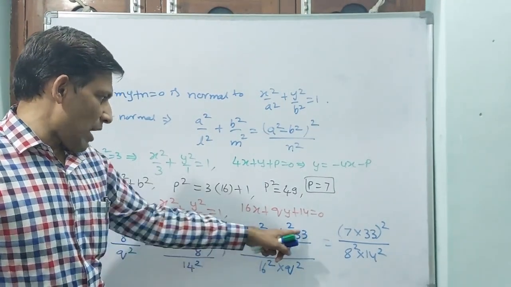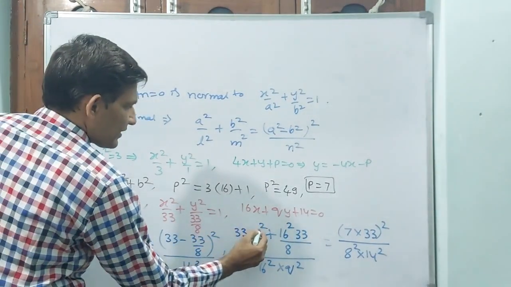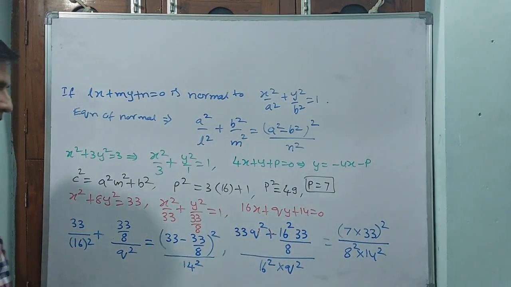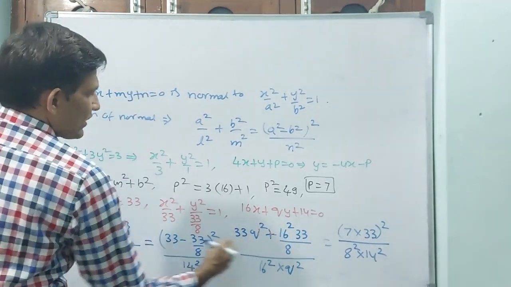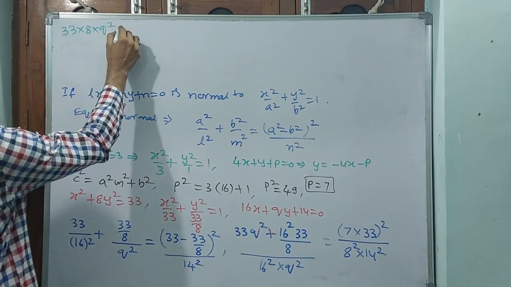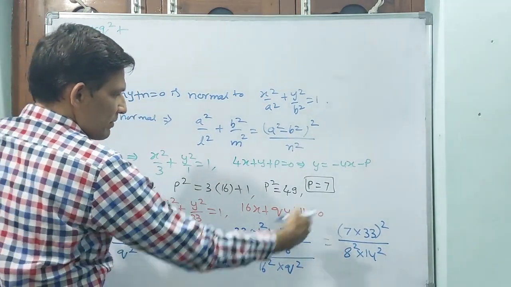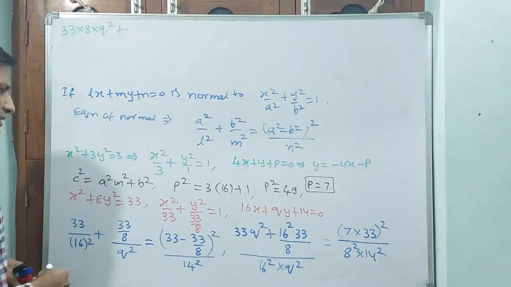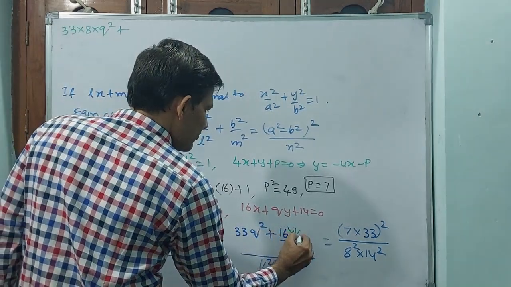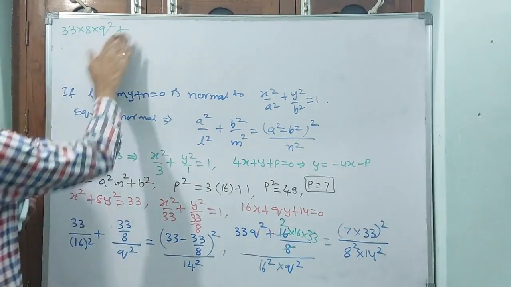Okay. Shall I take 33 common? Or else I am multiplying, you see, 8 into 33. 33 into 8 into q square plus 8 into 33 into q square plus, or else 16 square is there. No? 16 square is there. 16 into 16 into 33. 2 times it goes, that's all. We need not do much.